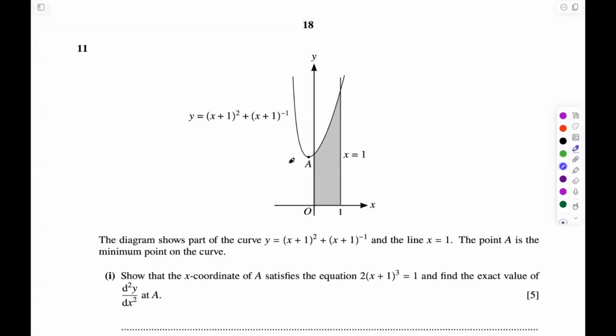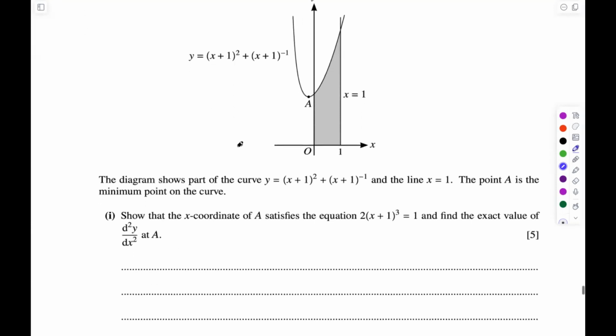In question 11, the diagram shows part of the curve y equals x plus 1 whole squared plus x plus 1 to the power minus 1, and the line x equals 1. The point A is a minimum point on the curve. In part 1, we have to show that the x coordinate of A satisfies the equation 2 into x plus 1 whole cube equals 1, and then find the exact value of d squared y upon dx squared.